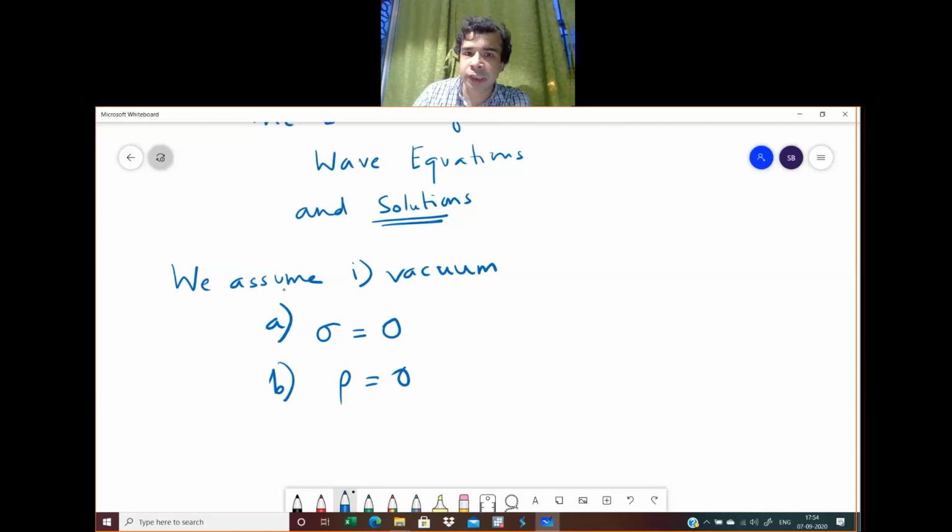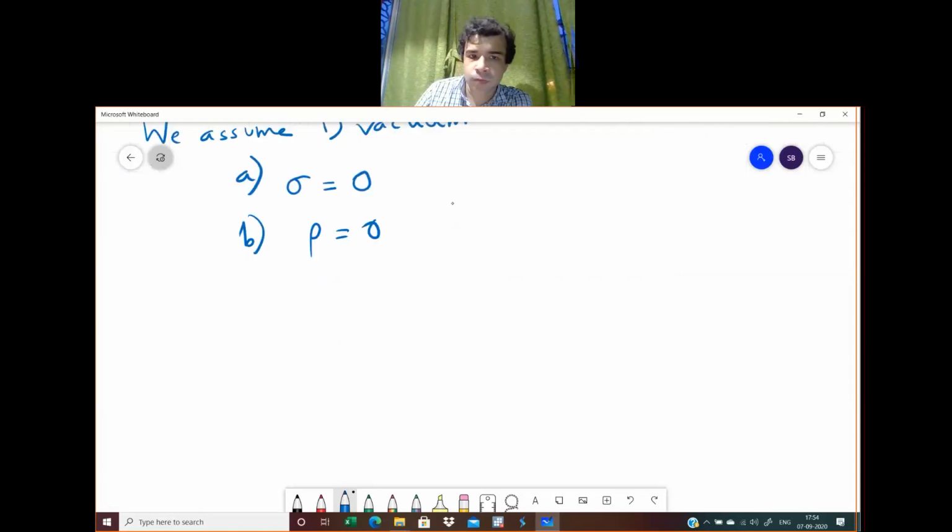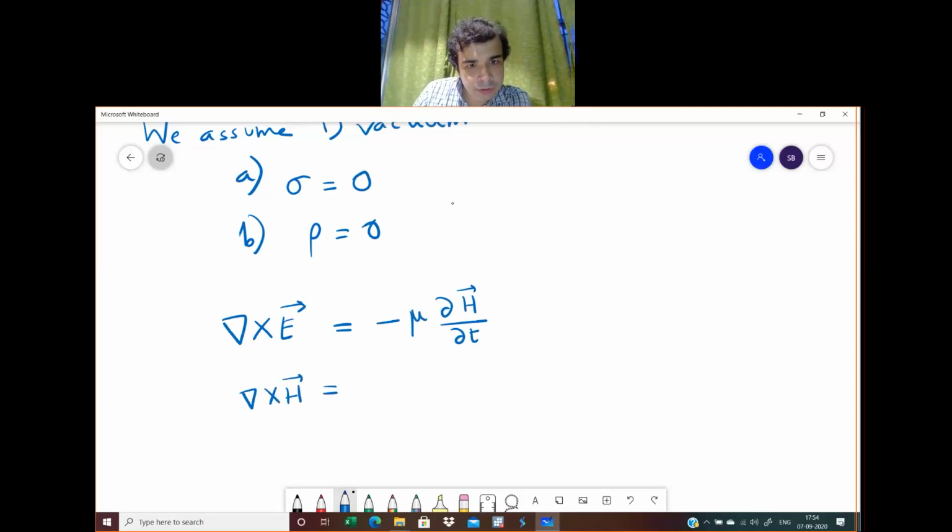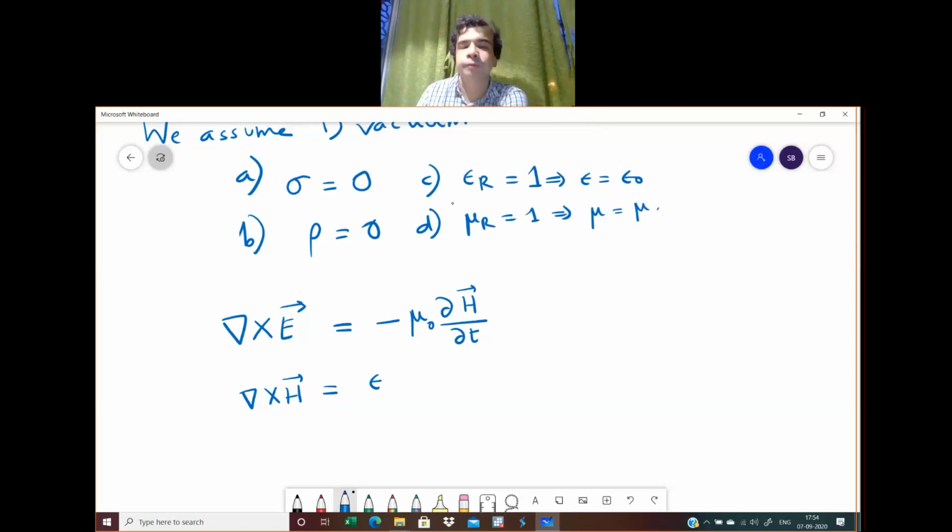So how do Maxwell's equations change if sigma and rho are 0? Curl of E is minus mu del H del t. Curl of H is epsilon del E del t. Obviously, epsilon r is 1, which implies epsilon equals epsilon naught. And mu r is 1, which implies mu equals mu naught. Obviously, for vacuum, epsilon r is 1 and mu r is also 1.